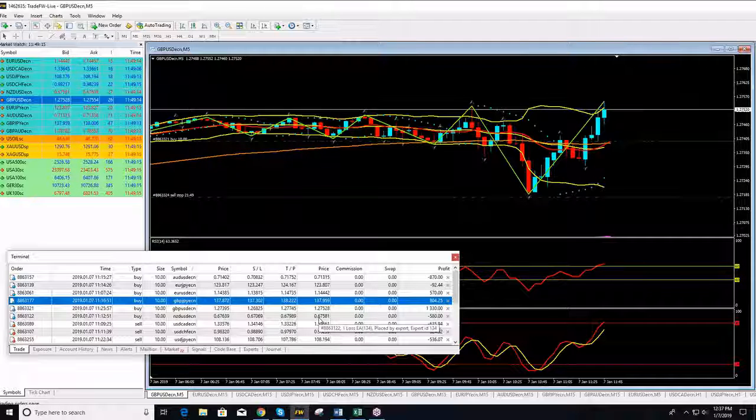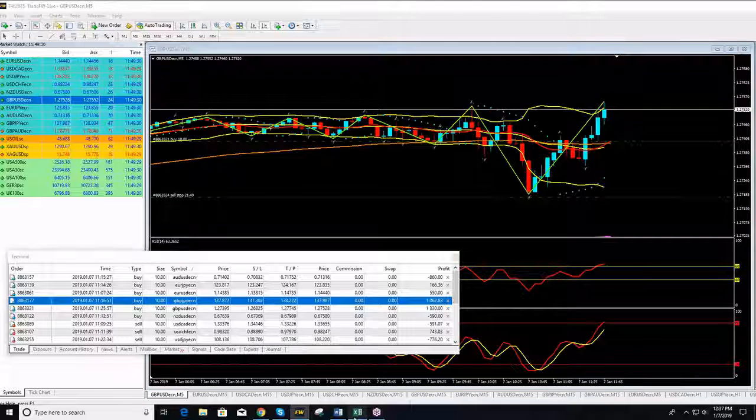So, how about you guys? Has anyone traded pound Aussie with me? Have you traded pounds? Have you placed any positions? Again, be careful with your initial position sizes.